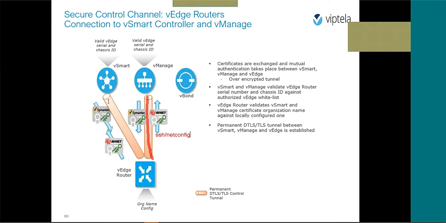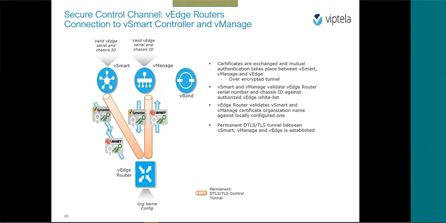In the same way, with vSmart and vManage, a new DTLS session will be built, and these new connections will be for the routing protocol OMP. So OMP adjacency is built. Certificates are exchanged by validating the digital certificate, and then these boxes will trust each other. They will make a permanent or temporary connection, and they will try to maintain the permanent connections. So a permanent DTLS and TLS tunnel is built, and over that the sessions get managed.